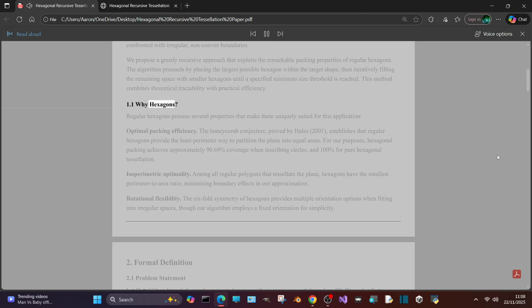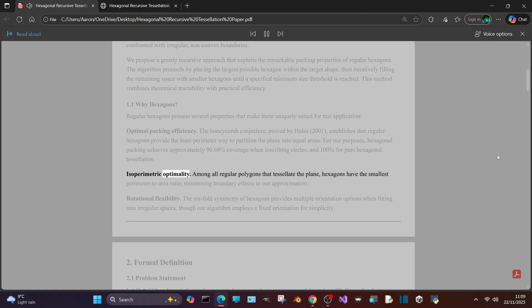1.1 Why hexagons? Regular hexagons possess several properties that make them uniquely suited for this application. Optimal packing efficiency. The honeycomb conjecture, proved by Hales, 2001, establishes that regular hexagons provide the least perimeter way to partition the plane into equal areas. For our purposes, hexagonal packing achieves approximately 90.69% coverage when inscribing circles, and 100% for pure hexagonal tessellation.